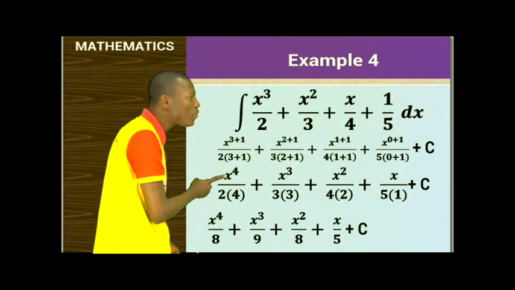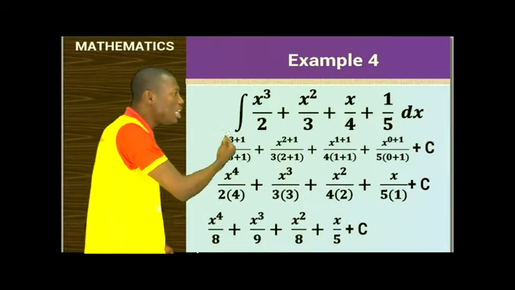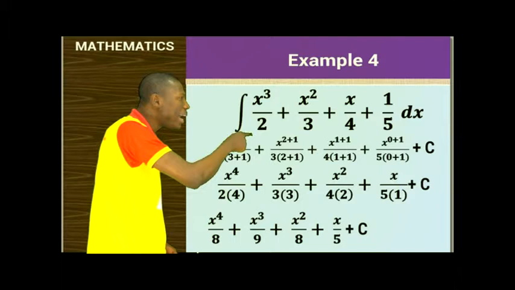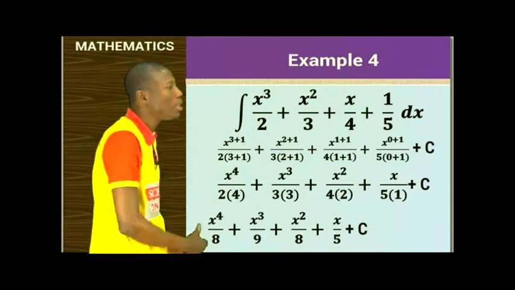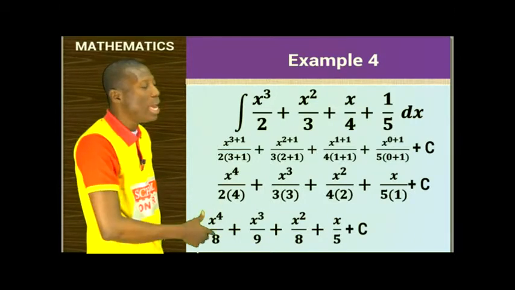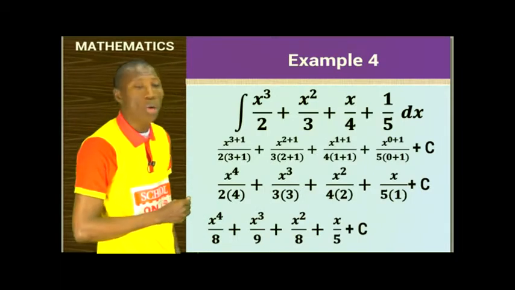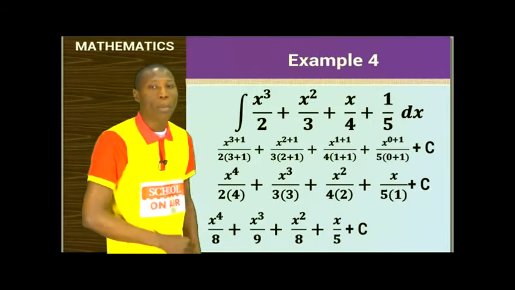Now I have x to the 4, x cubed, x squared, then x all over. Initially I have 2 as the denominator here. So I have 2, then multiply by that 4. Then 3 multiplied by 3, 4 multiplied by 2, 5 multiplied by 1. Then I have this as my solution: x raised to power 4 all over 8, x raised to power 3 all over 9, x raised to power 2 all over 8, plus x over 5 plus c.